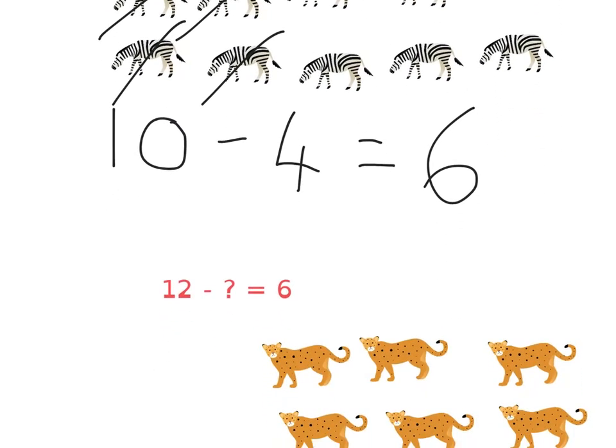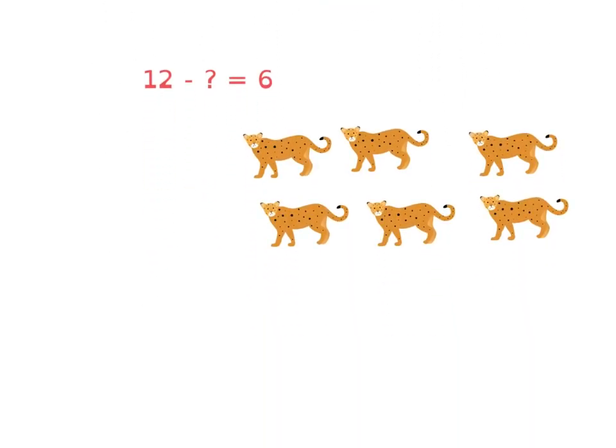We can try with a subtraction question. This time we have 12 take away what equals 6. And we've started off with our answer again. We've started off with 6 cheetahs here. So this time, as we're doing a subtraction sum, we're going to use an addition sum to help us. 6 add what equals 12?